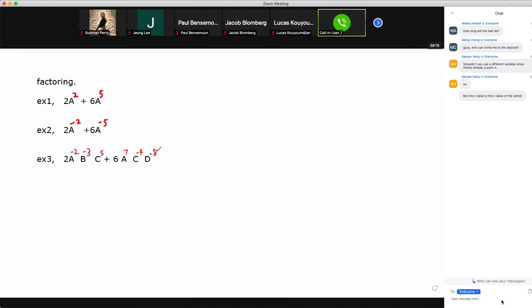Okay, so let's start from example 1. How do you factor this? Well, we have 2 terms here. What is the numerical common factor? That's 2. And then a to the what power do we factor? Squared. Yeah, a squared. Why 2? Because 2 is the lower of 2 and 5. Basically, that's what it is.